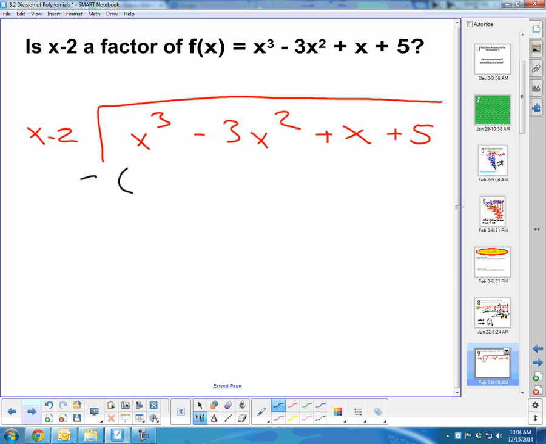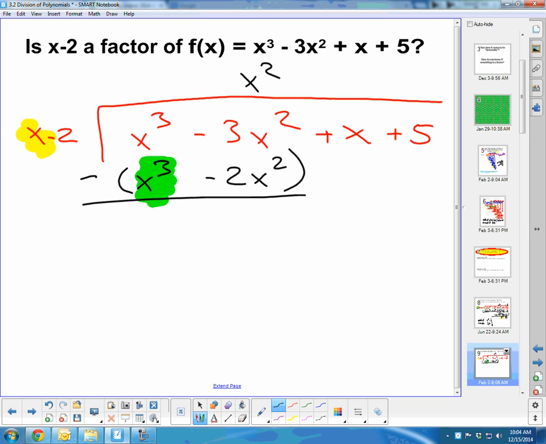So what am I going to multiply by to get an x cubed? I'll grab my highlighter here. I'm going to want an x cubed there because x cubed minus x cubed would give me 0. But to do that, I need to multiply the x by an x squared. So I'm going to line up my values. So I'll have an x squared here. X squared times x is x cubed, and then x squared times negative 2 is minus 2x squared. I'm going to subtract.